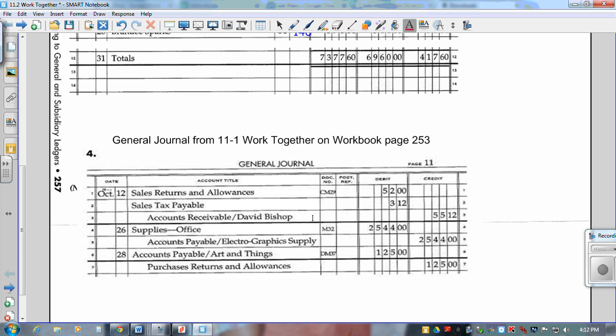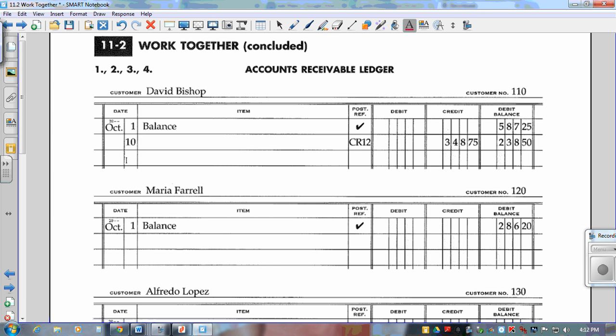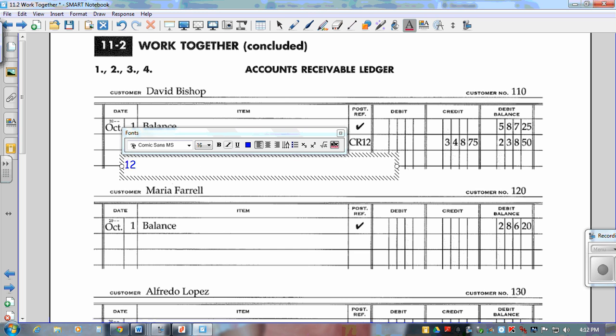You should have already, so let me see here. This time we're going to look at this. David Bishop has a credit of $55.12, and it's coming from General Journal, page 11. So we'll come over here, find David Bishop. The date that happened was on the 12th of October. David Bishop, going to type the 12th.